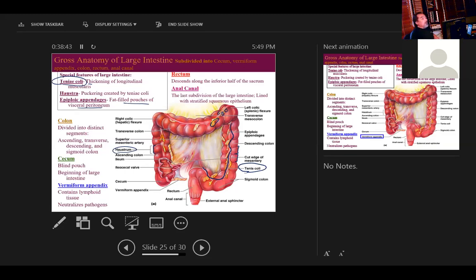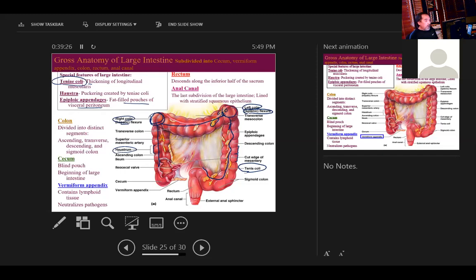Your colon now is divided into ascending, transverse, and descending. Remember, the edges have a name, so we can call it right colic and left colic. It's going to be your hepatic flexure because the liver is located close to that area, and then the splenic flexure because the spleen is also located close to that area. So we have the flexures: the right colic or hepatic flexure, and the left colic or splenic flexure.